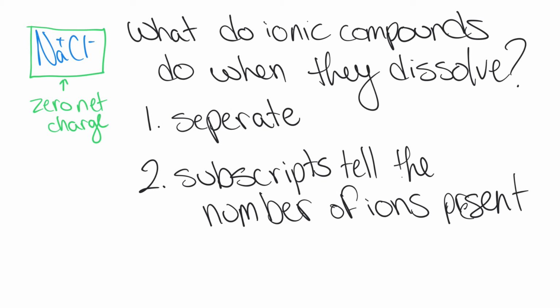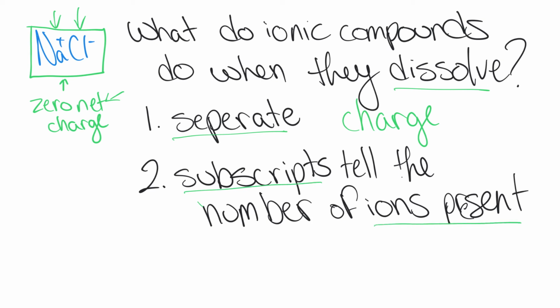So, what do ionic compounds do when they dissolve? First, we remember that compounds as a whole have no net charge, but their individual ions have a charge. So when they dissolve, they are going to separate, and those separate ions will have a charge. And the subscripts in the compound tell us the number of ions that would be present after those ions split apart. We do remember that polyatomic ions don't split apart. So NO3 stays together and becomes NO3- in the solution.